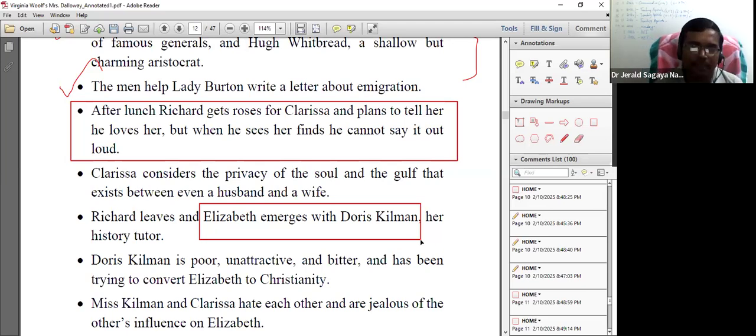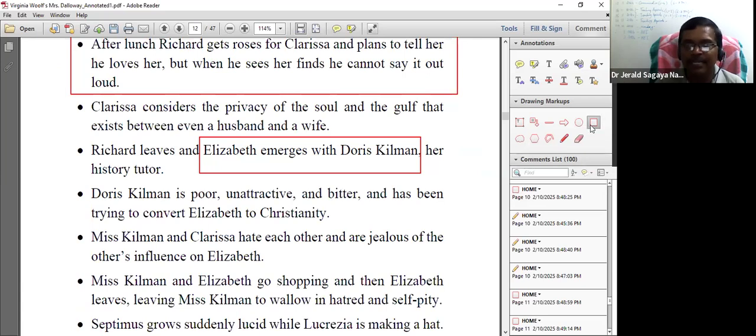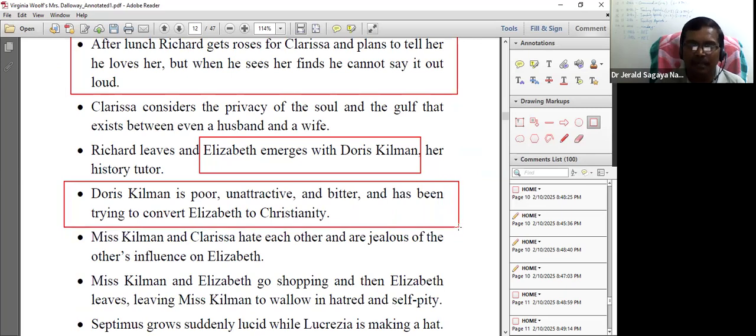And there is the description of Doris Kilman. What type of lady was Doris Kilman? She was a poor lady, very unattractive and at times bitter, and she was a Christian. And you find the mother, Clarissa Dalloway, is very much worried that this particular Doris Kilman will influence her daughter and convert her to Christianity.